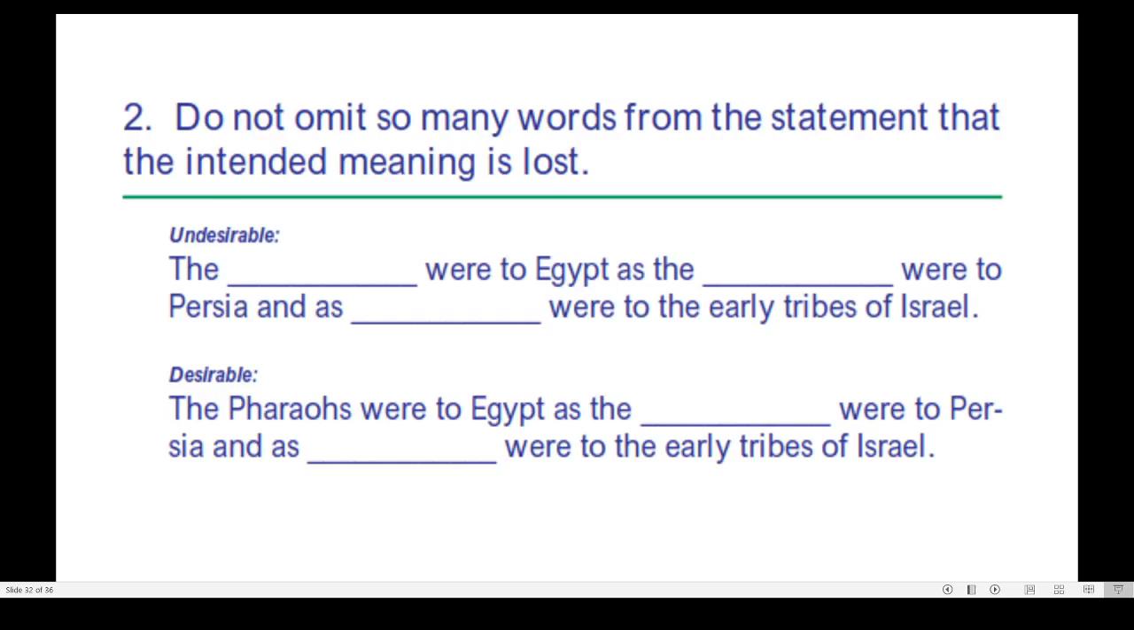Desirable, the pharaohs were to Egypt as the blank were to Persia and as blank were to early tribes of Israel. So you're giving them a clue here, okay? Because your analogy is pharaohs were to Egypt. So what is for Persia? Kasi nilagay mo sa una, the blank were to Egypt as the blank were to Persia and as blank were to early tribes of Israel. So they don't know what is asked here because there is no stimulus given to the students. Okay, so you have to make sure that you avoid this kind of practice.